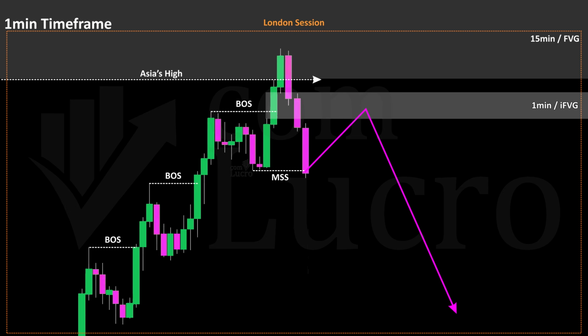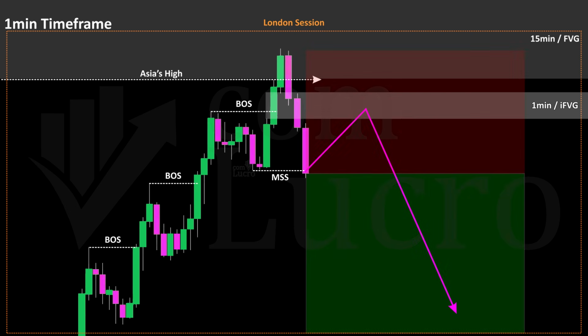To break down the execution clearly, here is how I approach the entry. The first option is to enter immediately after the inversion fair value gap forms, by opening a position at the next candle open, placing the stop loss above the most recent swing high. The second option is to place a sell limit order at the lowest point of the newly formed inversion fair value gap and wait for price to retrace into the zone to trigger the entry.